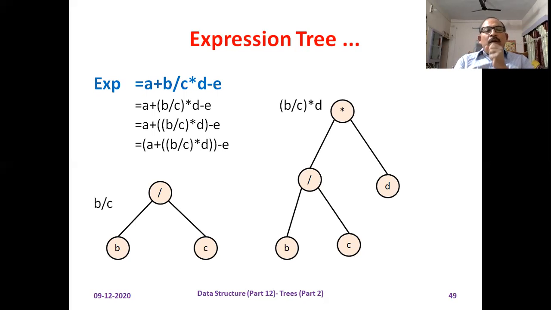Now we keep it in the left and right parentheses, and then minus e. Okay. So let us start making the expression tree for the elementary expressions. Let us take b divided by c. This is the elementary expression. Therefore, take the divide operator as the root node, b as the left child and c as the right child.